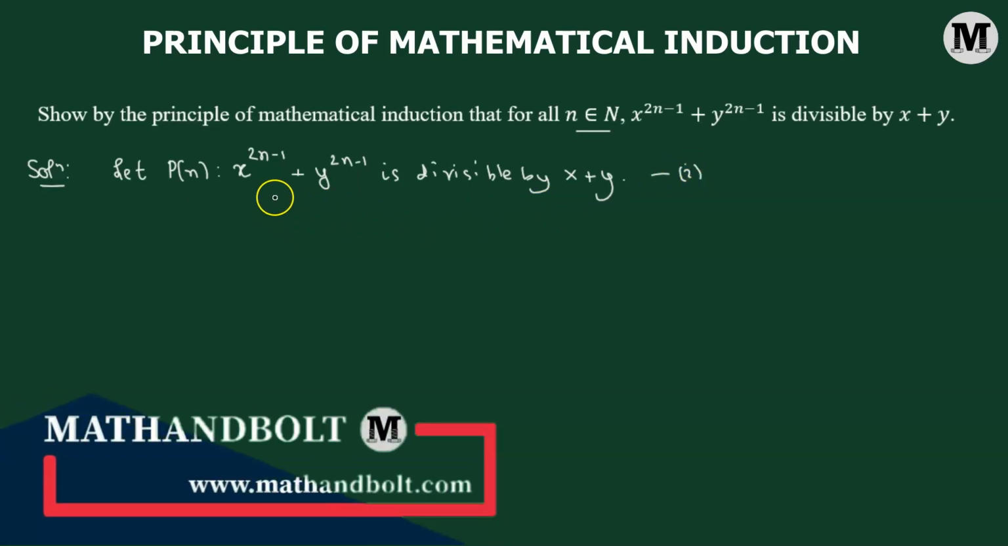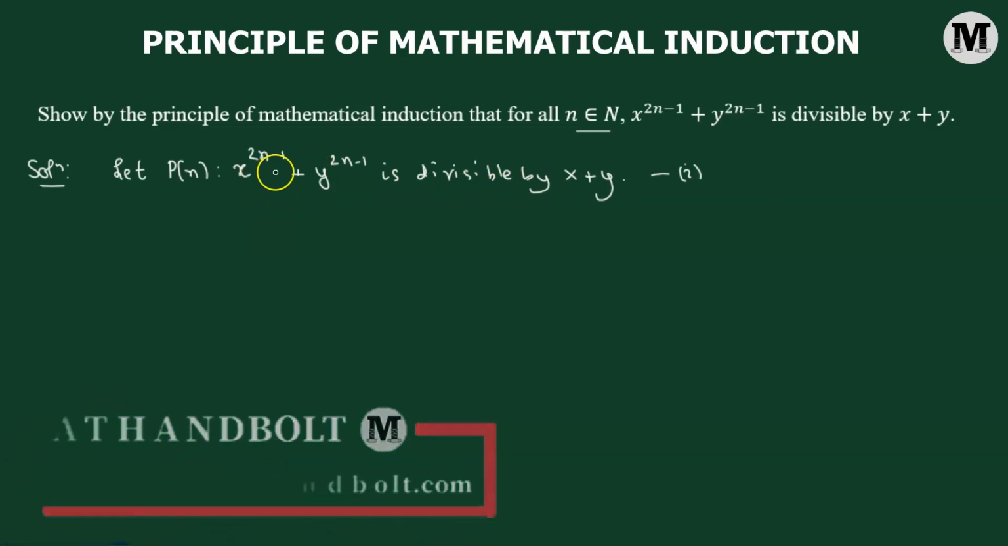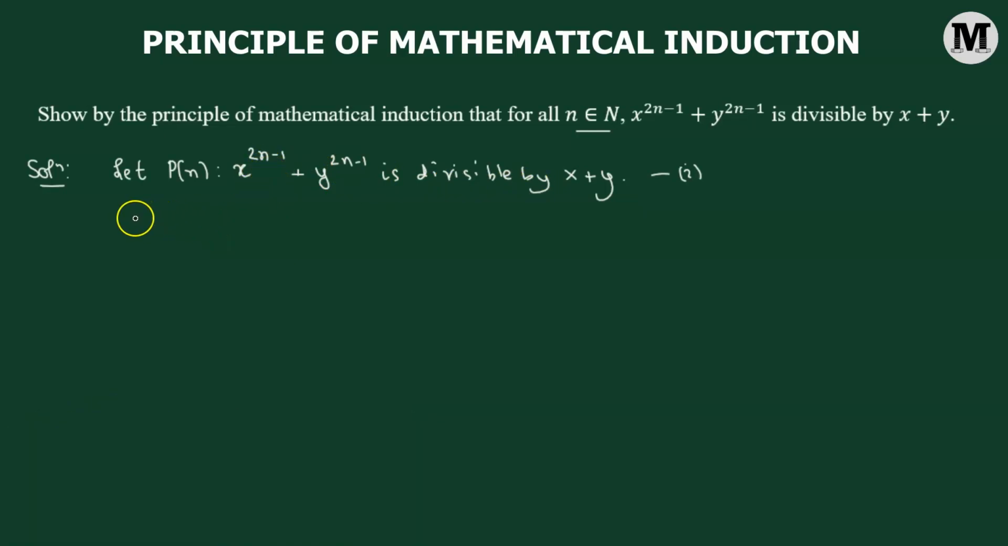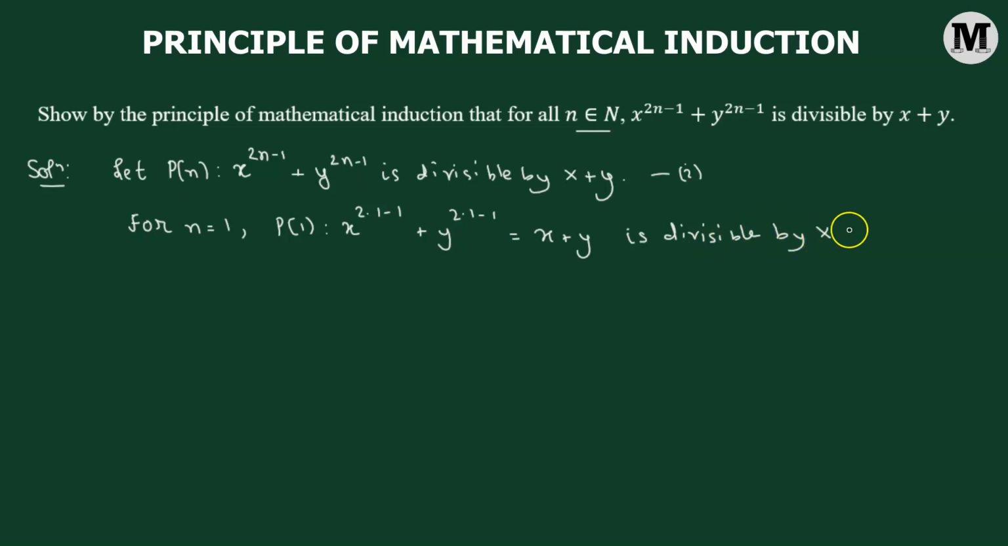Now our goal will be to verify that this particular statement is true for any natural number n that we pick up. So we'll first verify if it is true for n equals 1 or not. That means for the first natural number, we have p of 1, such that we have x raised to the power of 2 times 1 minus 1 added to y raised to the power of 2 times 1 minus 1. So this is simply going to give us x plus y, and we know x plus y is definitely divisible by x plus y. So what does this tell us? This tells us that our statement p of 1 is true.